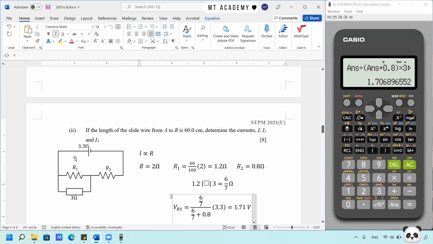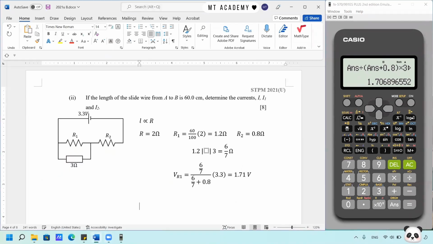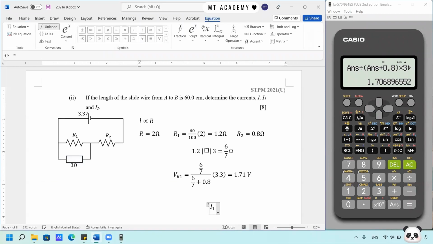And now we want to obtain I1, I2, and I3. So, sorry, this is I1, and this is I2. Now we just obtain it slowly. So I1 is equal to the voltage 1.71 divided by R1, which is 1.2 ohm. So this one divided by 1.2 ohm and you will obtain 1.42 ampere. So that is I1.